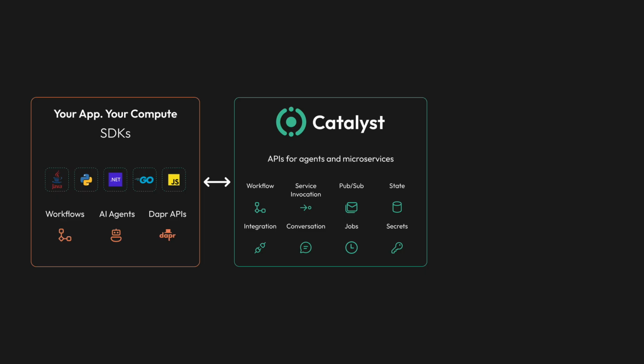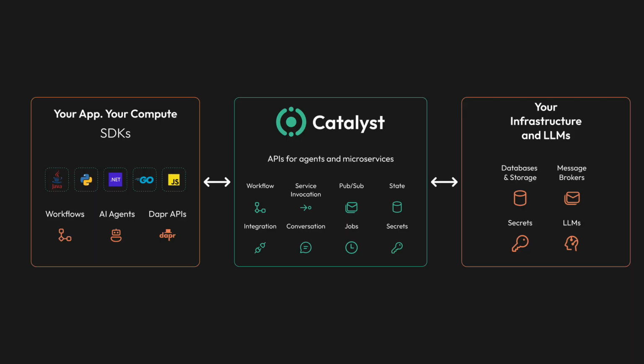So in this session, we're going to look first into the Pub Sub API, then the State API, and we'll conclude with running some workflows. And since it's based on open source Dapr, Dapr provides the abstraction, so you can still configure your own data stores, your own message brokers, secrets, and LLMs.